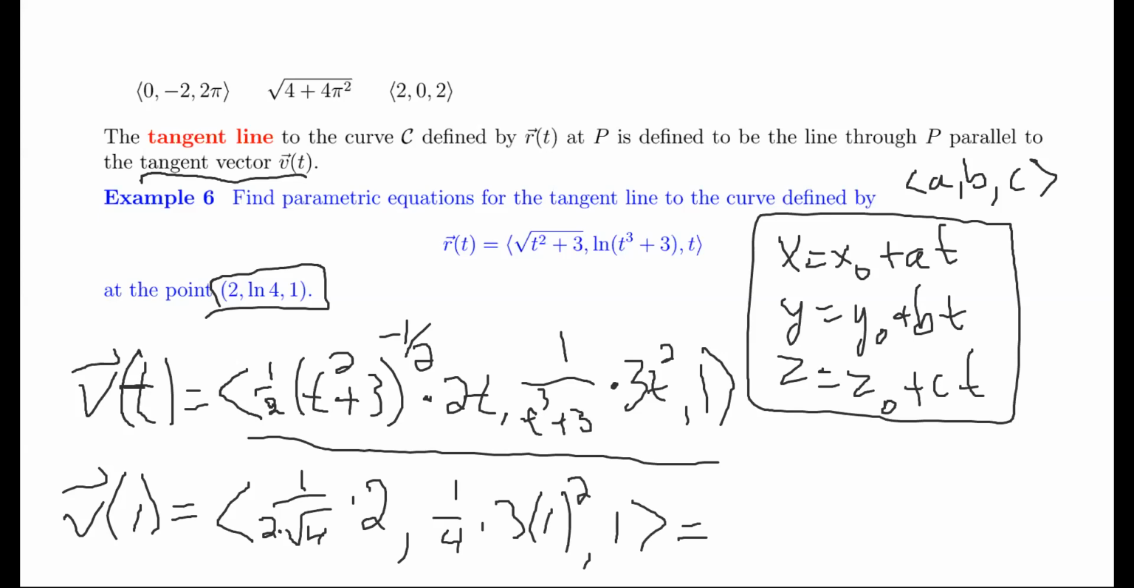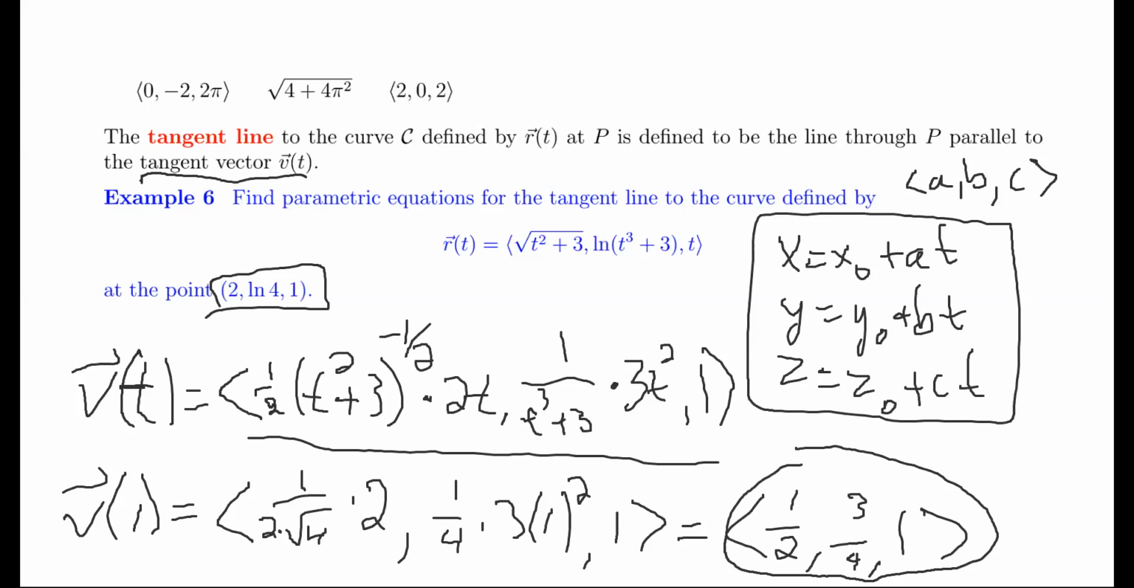So our velocity vector, our tangent vector here, is, let's see, it's 1 over 4 times 2, that's 1/2, comma 3/4, comma 1. Okay, and this is our A, B, and C. So write that down right now: 1/2, 3/4, 1.